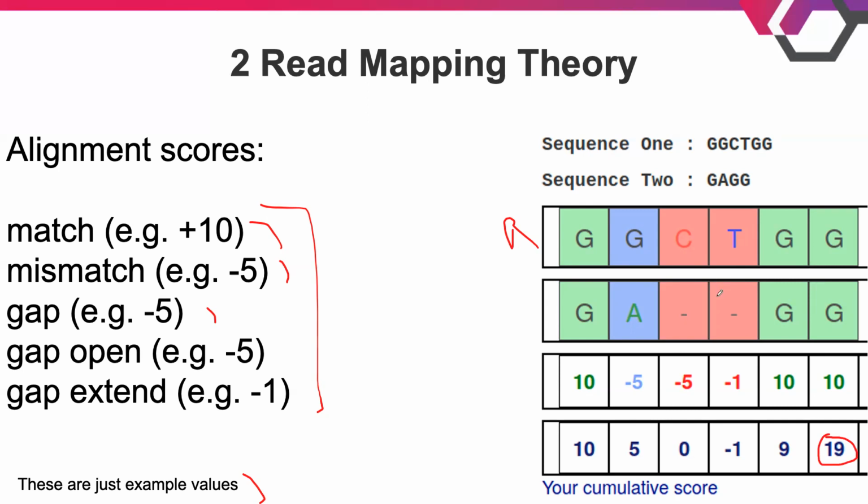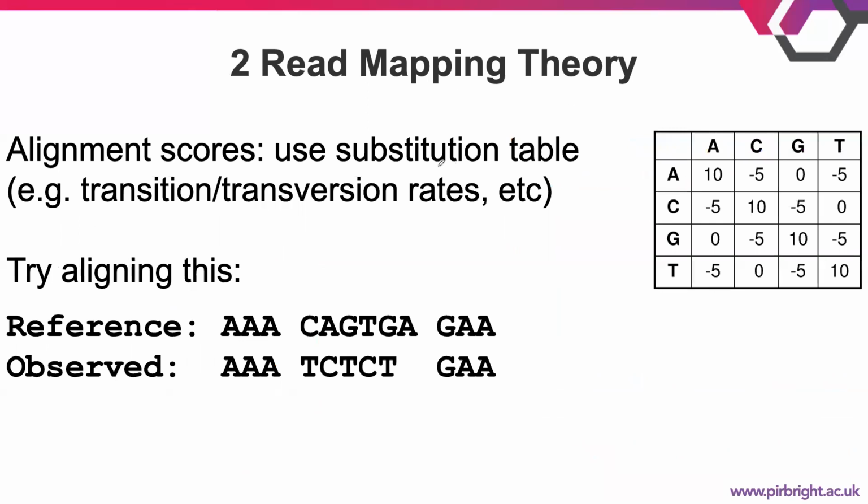More advanced methods consider substitution tables and the transition and transversion rates as well. The probability of, say, going from A to C is not the same as going from an A to a G, because an A to a G is a transition, whereas A to C is a transversion.